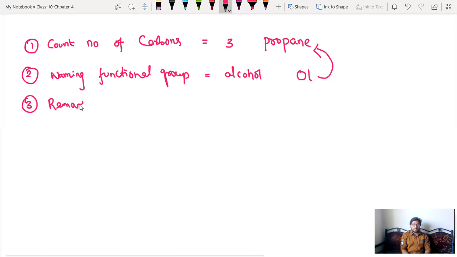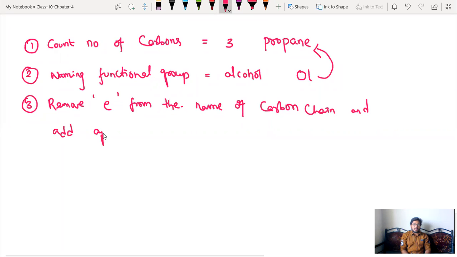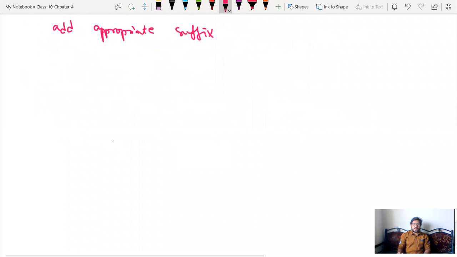Remove E from the name of the carbon chain and add the appropriate suffix. Okay, then add the appropriate suffix. Let us try to see examples. Now I will draw one.